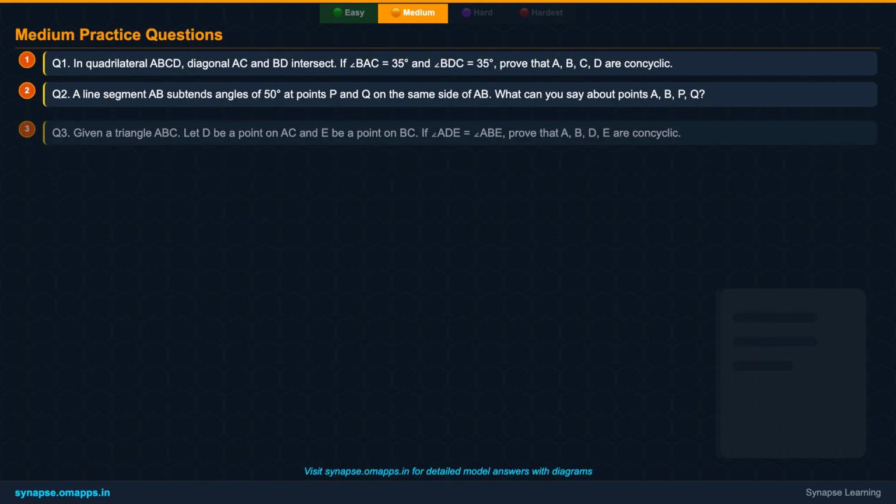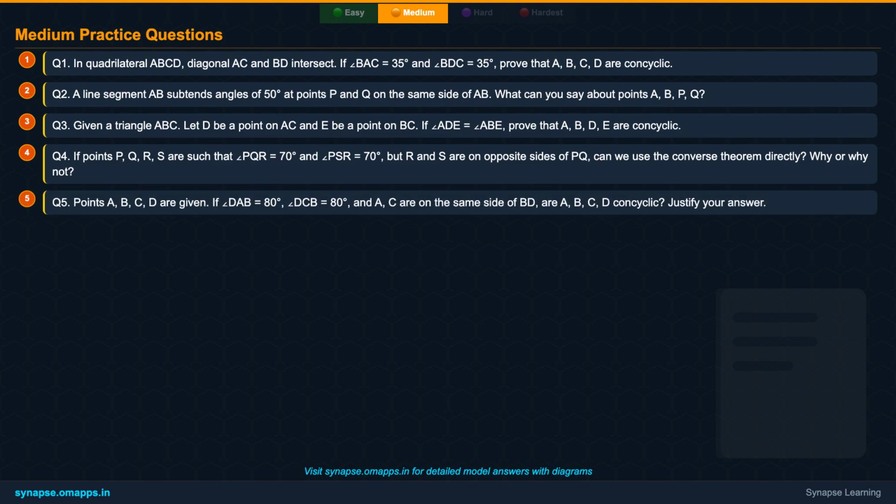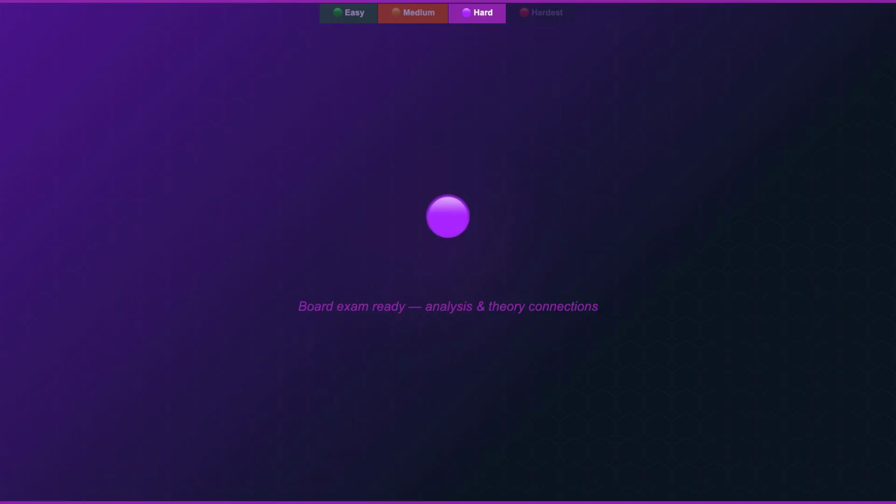Time to put your understanding to the test with these 5 medium-level practice questions. These problems require a slightly deeper application of the converse theorem, sometimes involving other geometric concepts. Remember to carefully identify the line segment, the angles it subtends, and confirm the same side condition. Take your time, draw diagrams if it helps, and work through each problem step by step. Good luck! Ready to tackle some more challenging aspects?